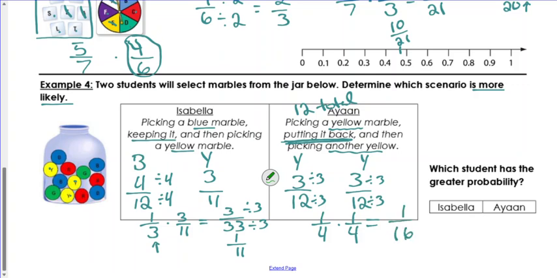So we're thinking about which student had the greater probability. Well, this is a little bit bigger. 1 over 11 is bigger than 1 out of 16. So Isabella has the better chance of doing what she wants with getting a blue and a yellow than Ian did with the 2 yellows.